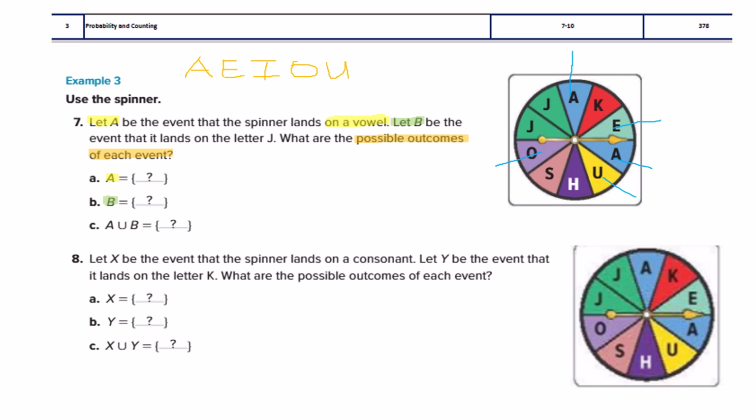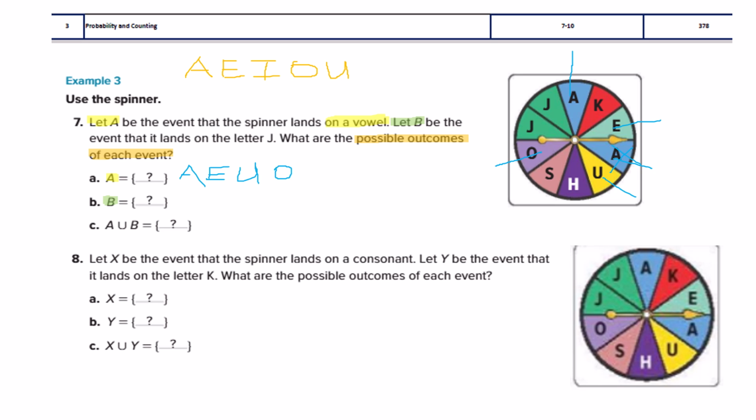There are two A's, but when we are doing the sample space, we only take one of the A's. So your A would therefore be, the event of A would be A, E. We do not take the second A. We take the U and we take the O. So that is the sample space of event A landing on a vowel.